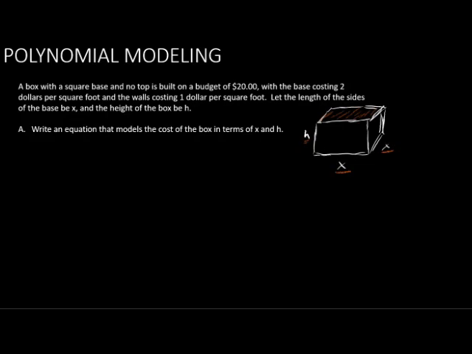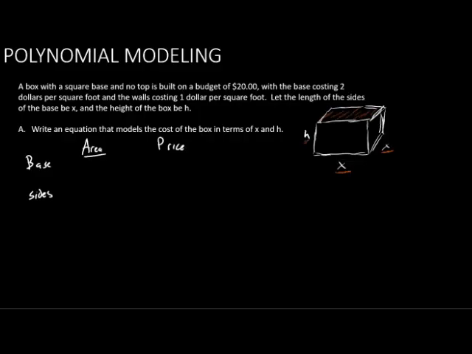In order to model the cost of the box, we're going to have to find the area of each piece of this box and multiply it by how much it costs. We're going to look at the base, and we'll also look at the sides. We'll have a look at the area, and then have a look at the price.